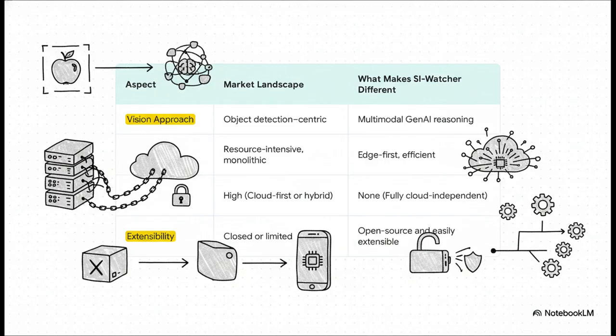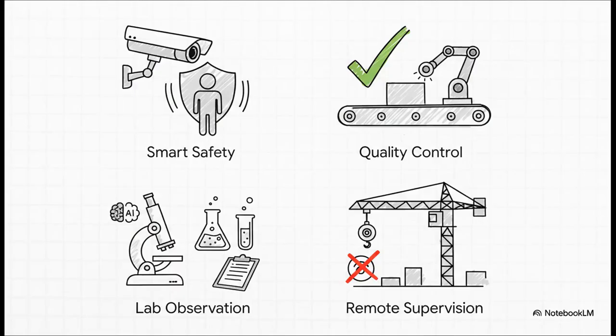That's a huge deal. And it's definitely not just for factories. You can imagine this being used all over the place. Think about smarter security systems or automated quality control. What about in a research lab to watch an experiment that runs for days? Or keeping an eye on a remote construction site where the internet is terrible? I mean, the possibilities here are pretty much endless.